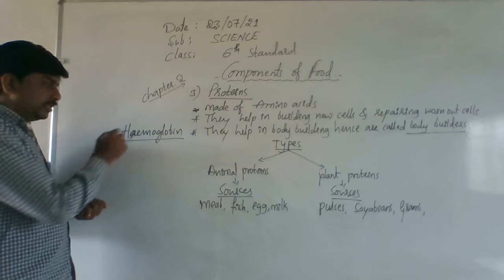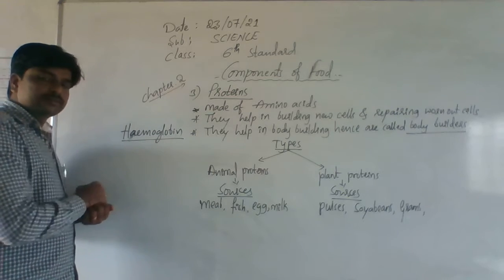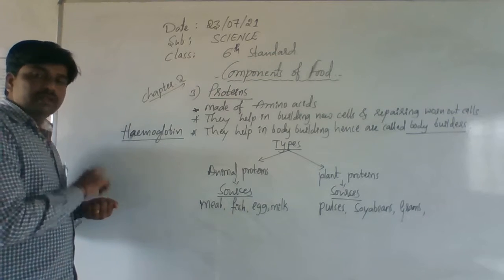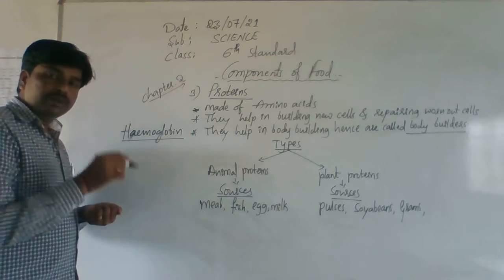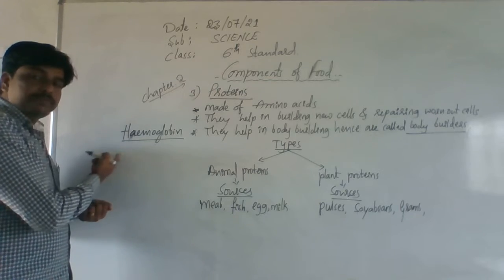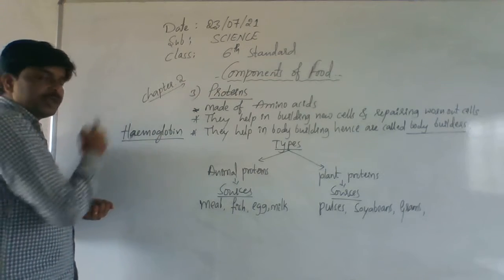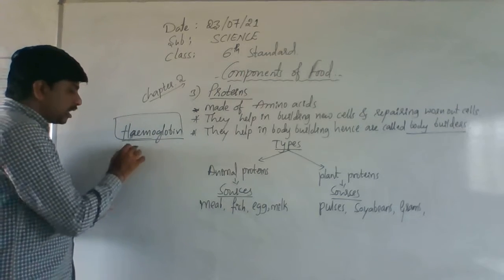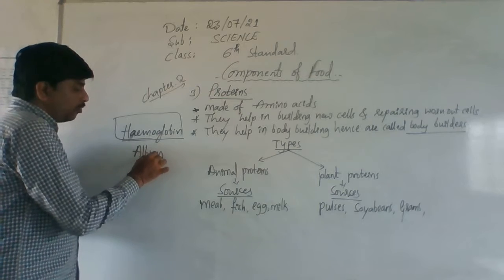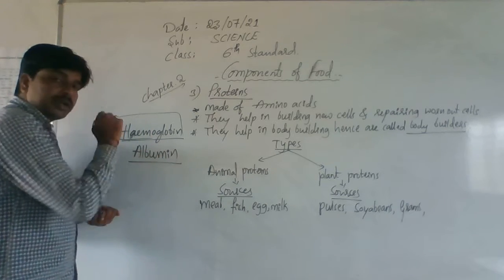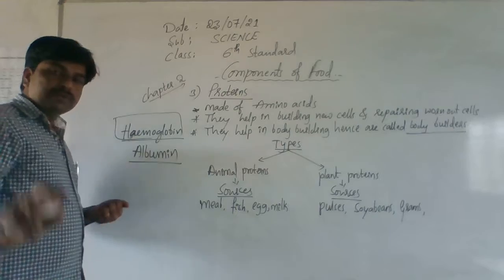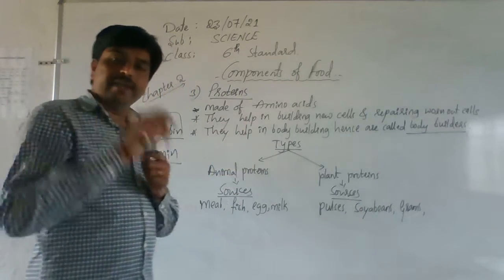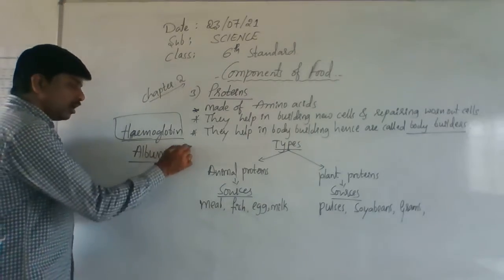We say this hemoglobin is a pigment. It is present in RBC, red blood cells. So this hemoglobin gives red color to the blood. So what do we call this? A pigment. This pigment is nothing but protein. Hemoglobin is also protein. And another one is albumin. Albumin is another kind of protein. It is mainly present in our egg. Understand? The white part of the egg mainly contains the protein albumin.